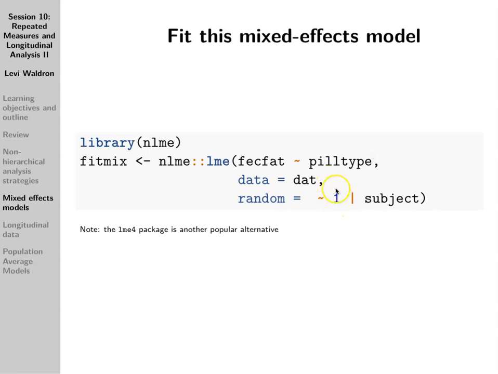And in some cases, you can also model some coefficients, such as the coefficient of pill type, as a random variable. I found it actually doesn't work in this case. It's an overspecified model if I try to treat pill type as a random variable. So I just treat the intercept, which would be like the baseline fecal fat excretion, as a randomly varying quantity per subject.